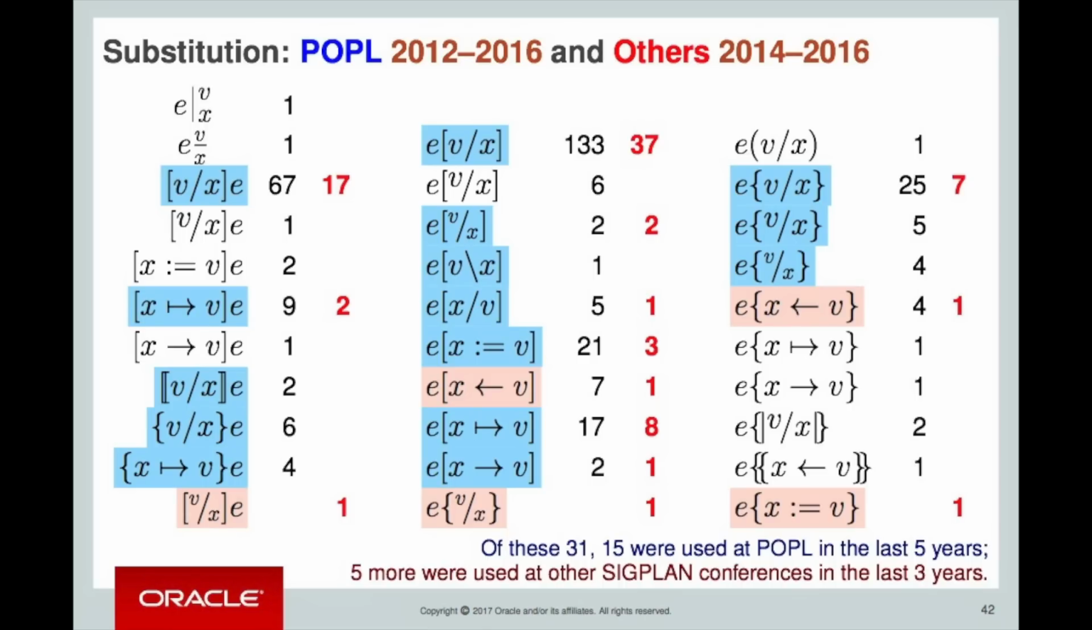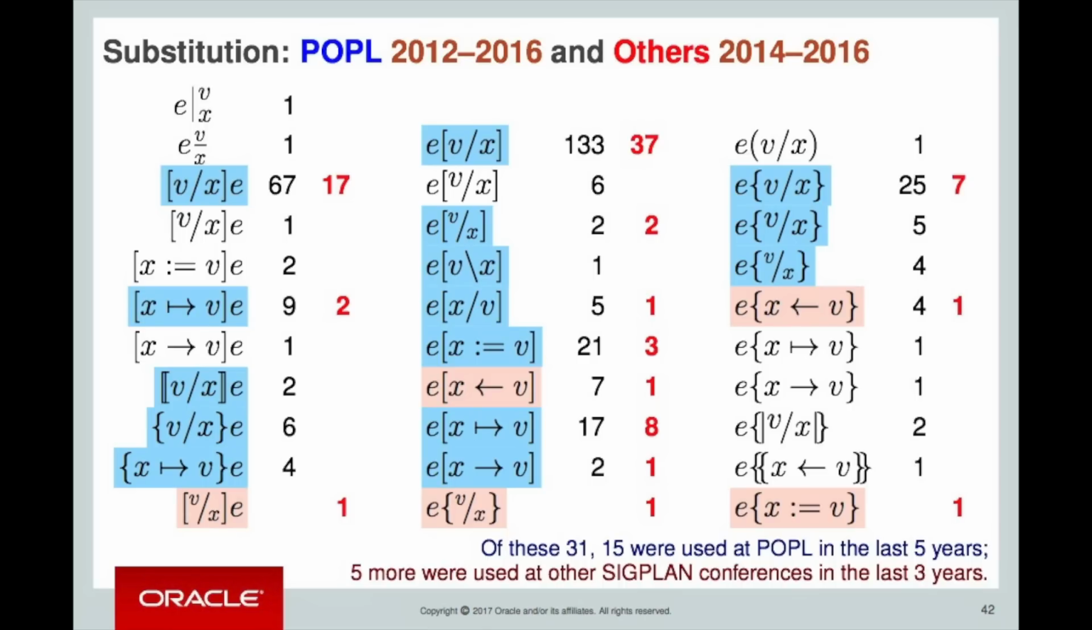Of these 31, 15 have been used at POPL within the last 5 years. And the 5 additional ones highlighted in the pinky color were used at other SIGPLAN conferences in the last 3 years. So we can say in the last 5 years, 20 out of 31 notations historically seen have been used. And a chart I don't have in these slides, but if you graph the number of substitution notations per 5-year interval, that has been steadily growing over time. So it's not that we're changing out one fad for another. It's that we are continuing to add to our collection and not subtracting from it very much.